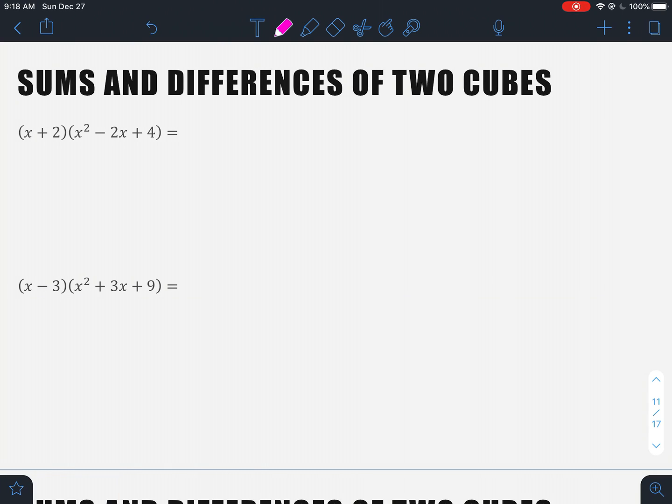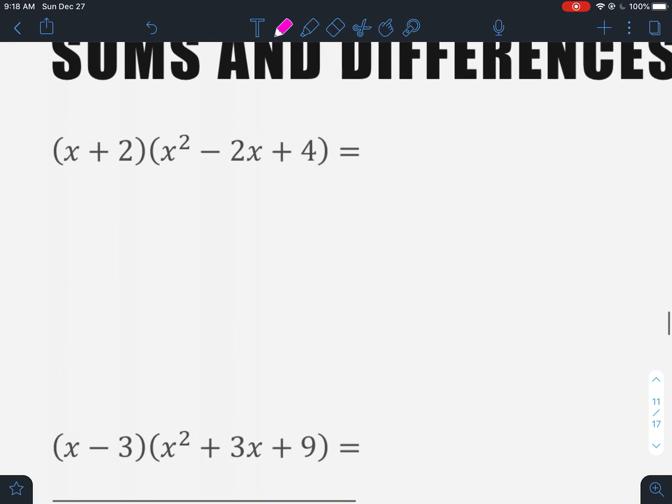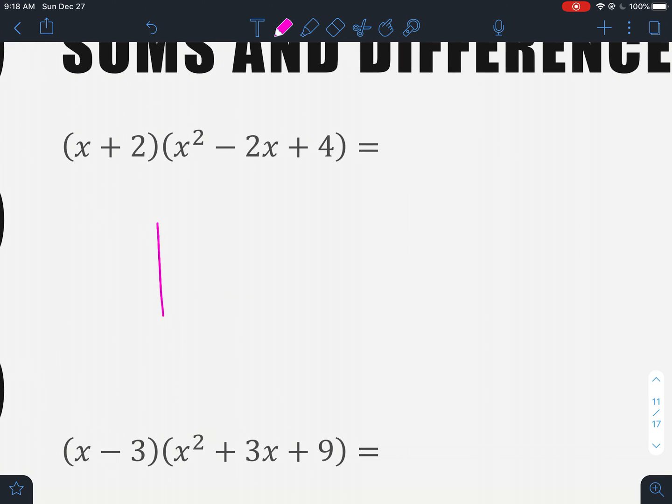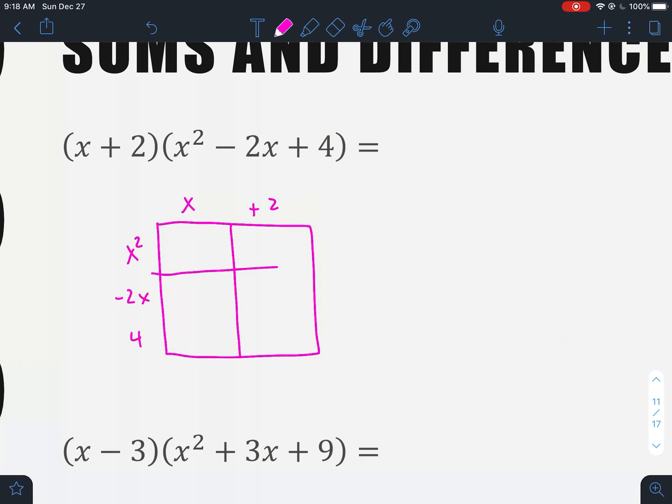All right, so I'm just going to introduce the idea of the sum and difference of two cubes. So it's going to be either you're taking two perfect cubes and adding them, or two perfect cubes and subtracting them, and we'll see what happens when you go to factor it. So let's multiply this out. So we have x plus 2 times x squared minus 2x plus 4.